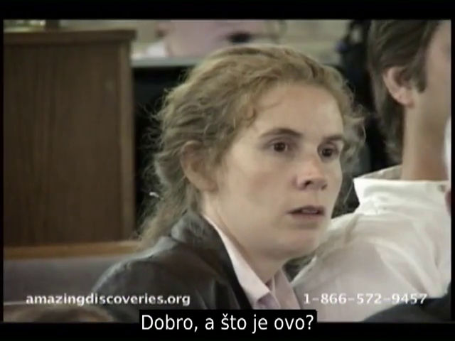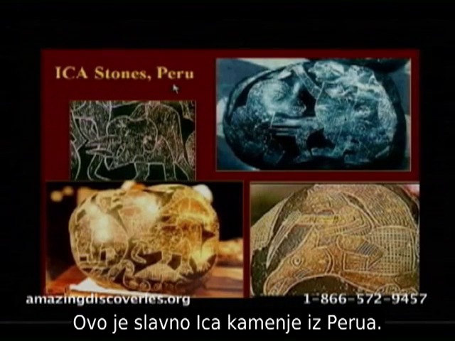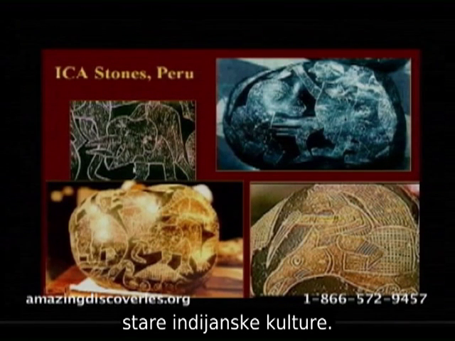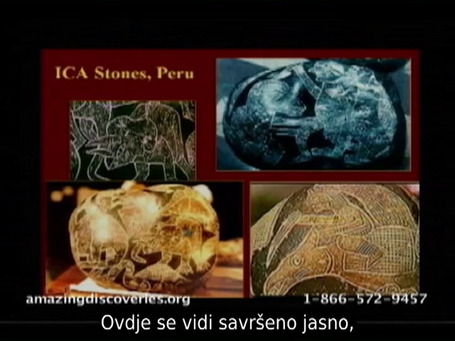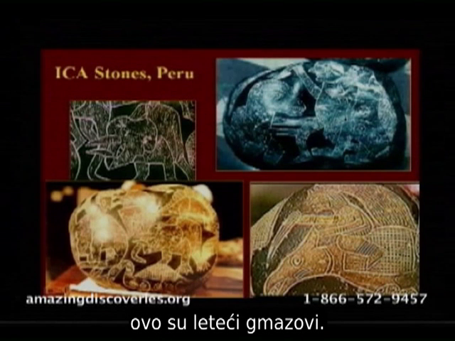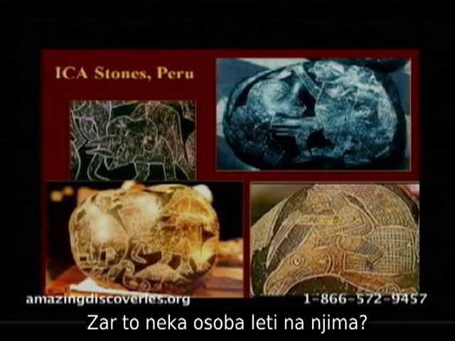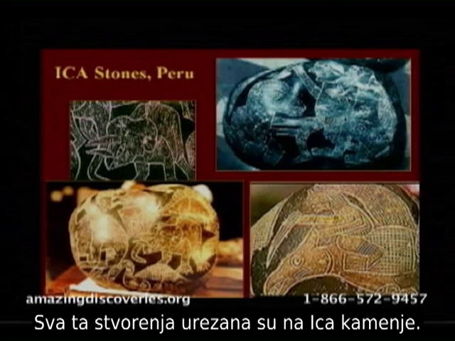Well, what are these? These are the famous Ica stones from Peru. What is that? These are stones drawn on by ancient Indian cultures. And what do we have there? That's a Triceratops, if ever I saw one. There you can see it perfectly clearly. These are flying reptiles. These are pterodactyls. There's no doubt about that. And they have a person flying on them. Very interesting. And they have all these creatures on the Ica stones.